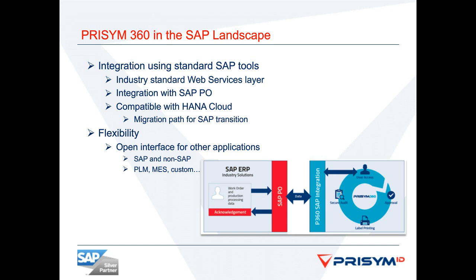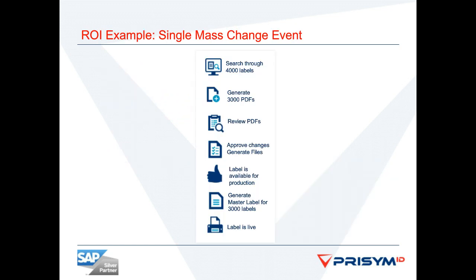Having talked quite a lot about the integration capabilities and the benefits of integration, let's look at a couple of examples of how this can benefit organizations. The first example here is the impact of a single mass change event. The data that we used for this was provided by a customer. When they were looking at implementing a Prism ID solution, they went through this process as part of their sales cycle.